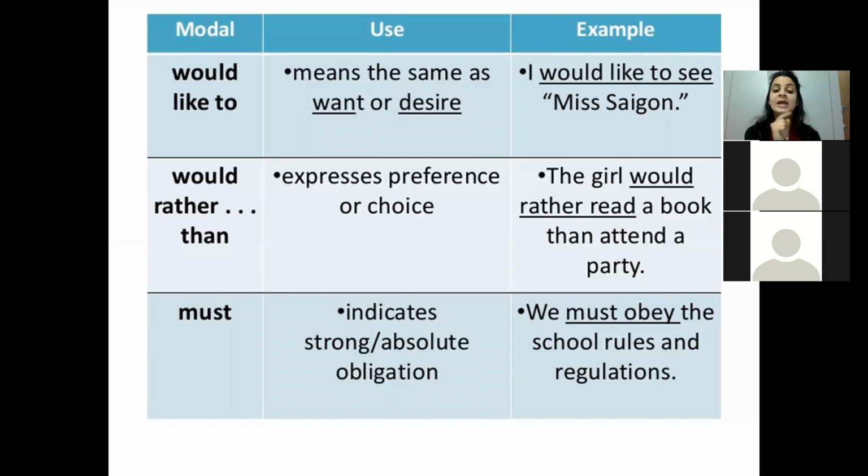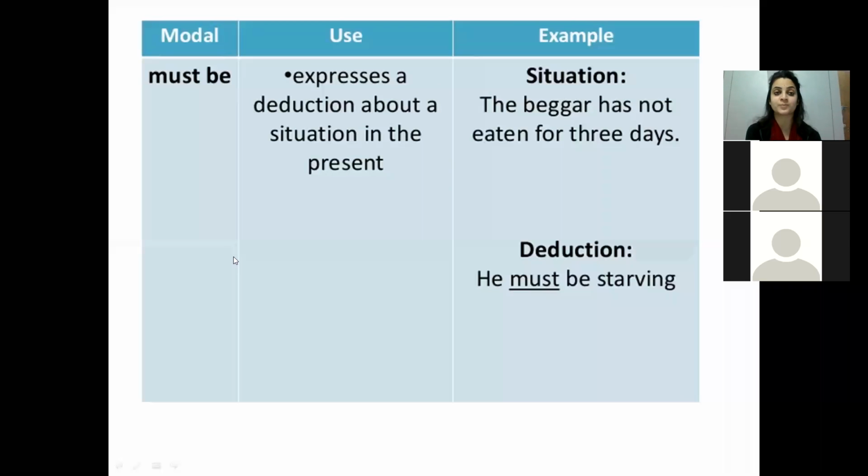Must. It shows your strong, absolute obligation always. We must obey the school rules and regulations. It means you should do this thing without failure. So must means anyhow, by hook or by crook, you have to do this. When there's an obligation, a strong obligation.